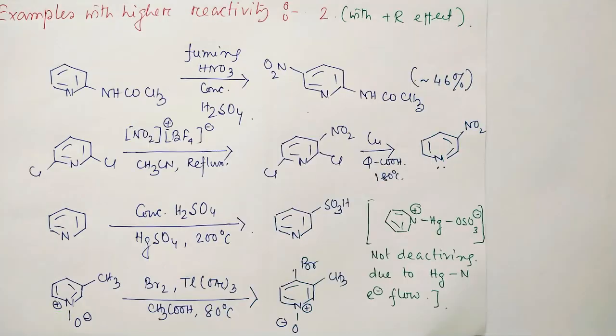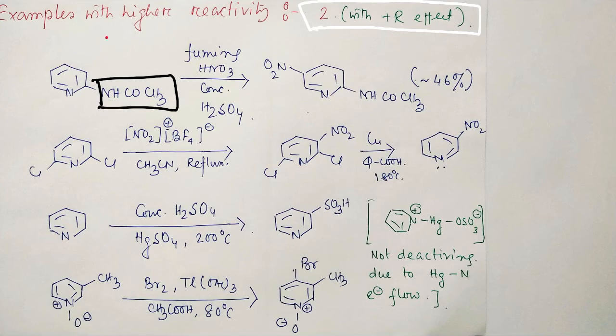Now let's discuss a little bit about examples through the plus-R effect, meaning activation or increase of reactivity due to the plus-R effect. For this case, the first example I have chosen is NHCOCH3. We know that NHCOCH3 has a plus-R effect, but it is actually weak, because the lone pair of nitrogen could be delocalized to the pyridine nucleus. Second, this COCH3 part is also electron withdrawing. So both are possible.